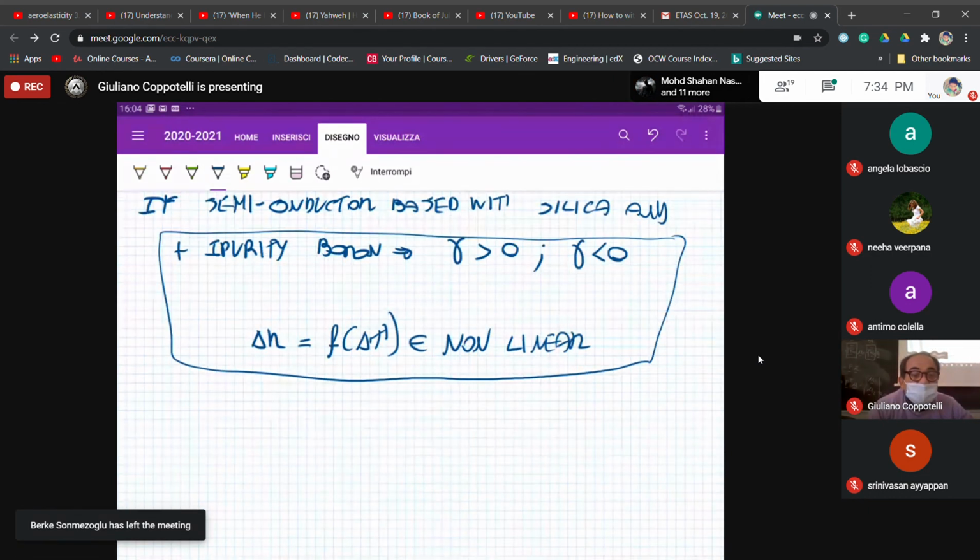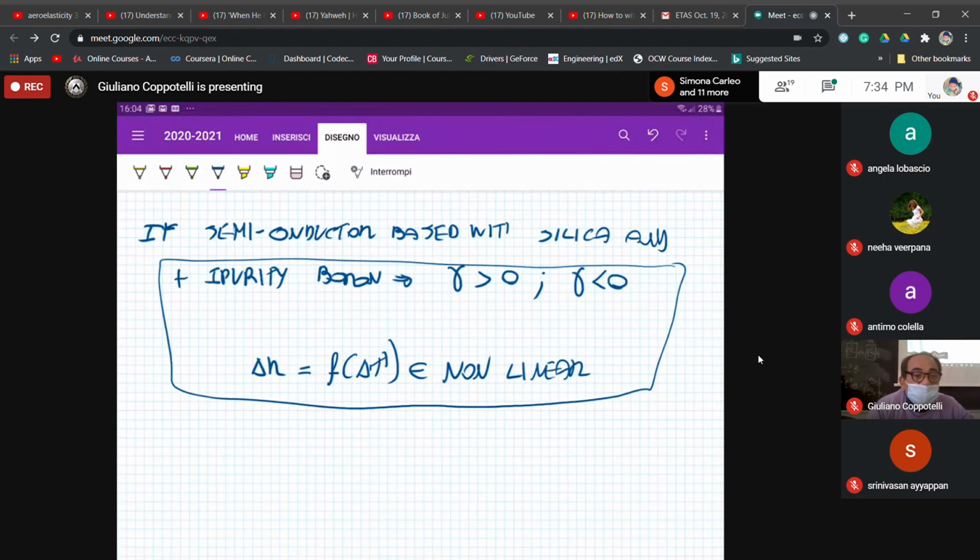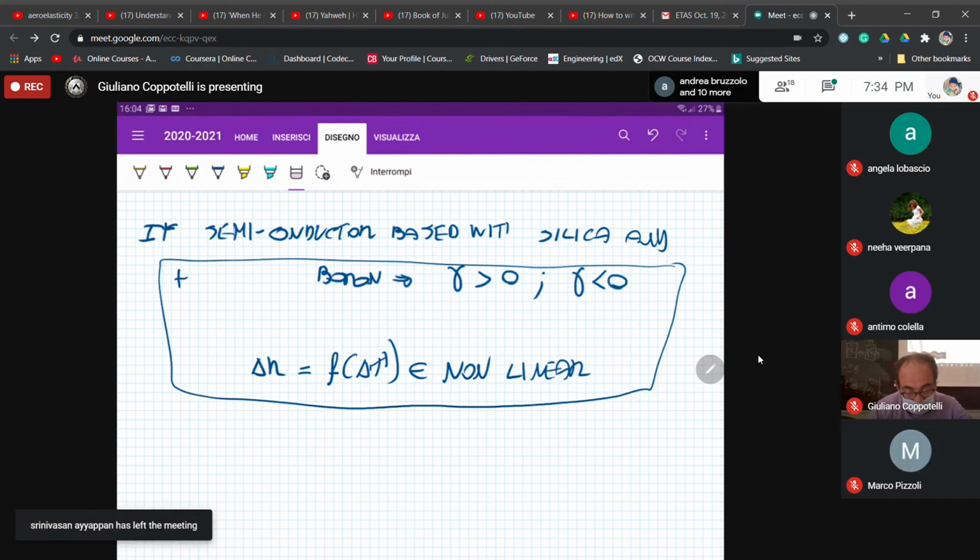Is the semiconductor based on silicon and impurity, or on impurity based on boron?